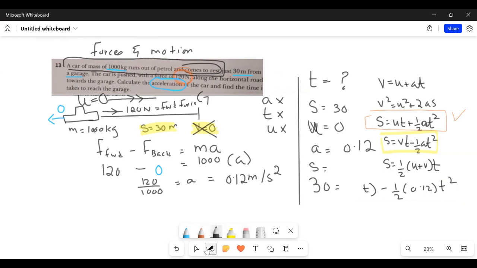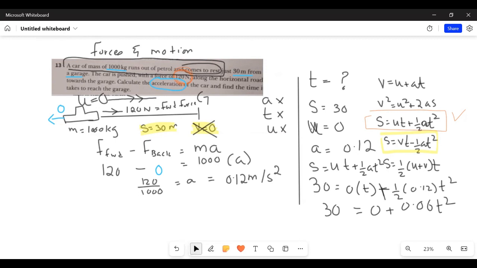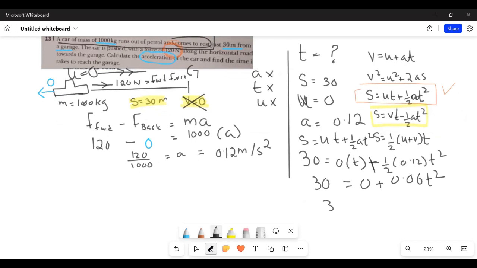S is equals to UT plus half AT square. And U is 0. So 0 times T plus half AT square. Now you won't get math error. It's going to be 30 equals 0 plus 0.06 t square. So 30 divided by 0.06, square root.